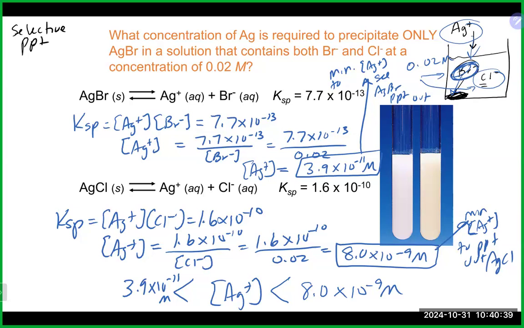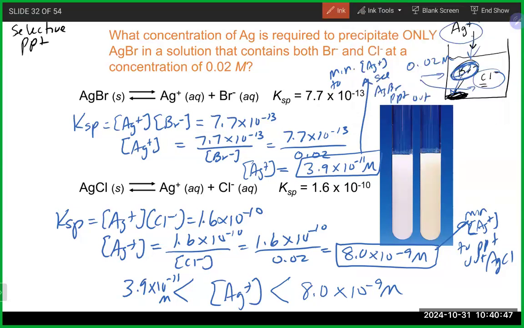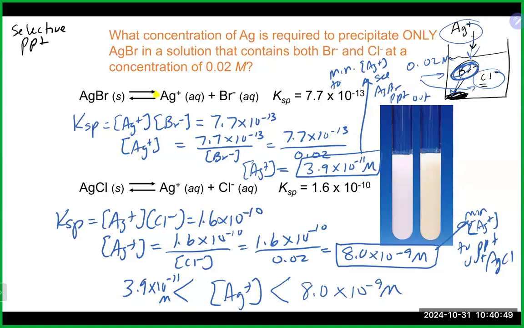Could we have predicted based off the KSP values here which one should precipitate out first? The answer is yes, we could, because silver bromide breaks apart into 2 ions. Silver chloride breaks apart into 2 ions, which means when we look at the KSP values between these two, we see that silver bromide has a smaller KSP value, which means it's going to be more insoluble than silver chloride. And that's why the question asks how you can get the silver bromide first, right?